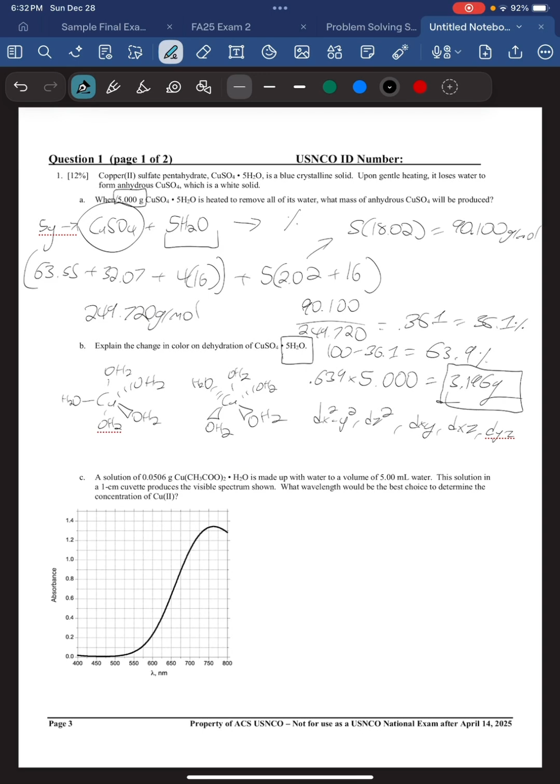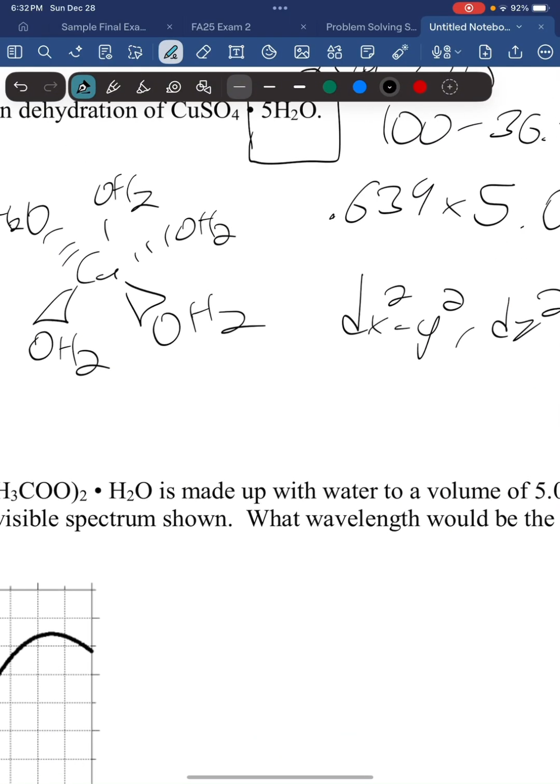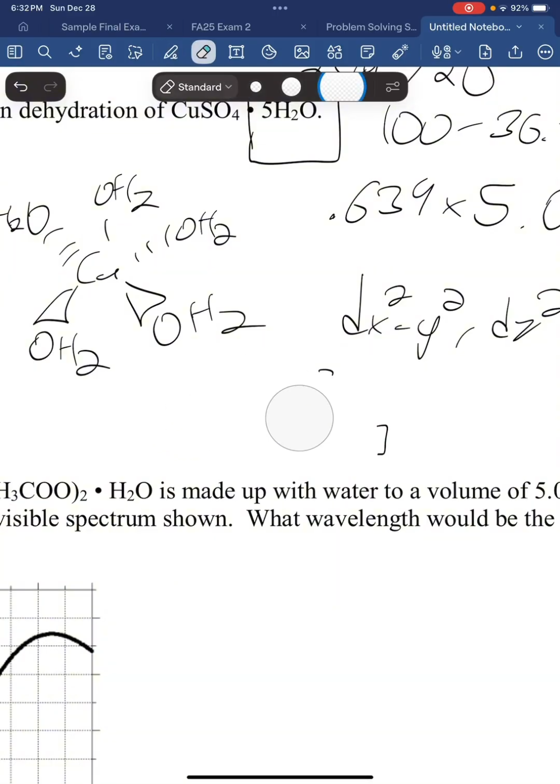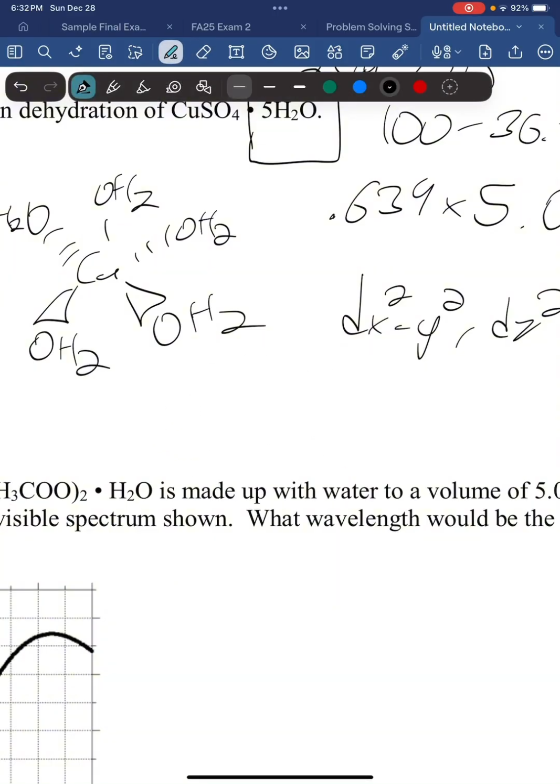So in 5-coordinate geometry, the most common outline is this splitting. There are 2 orbitals here, 1 orbital here, 1 orbital here. But just for simplicity purposes, we can approximate this to an octahedral complex, which looks like this. So we have our dxy, dyz, our dxz, and our dx squared minus y squared, and our dz squared.